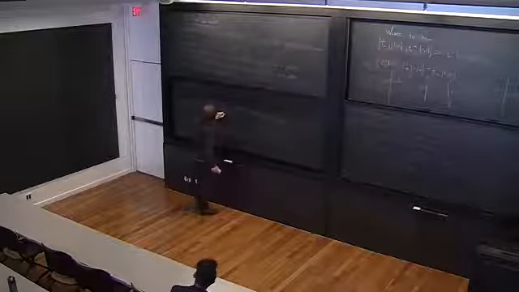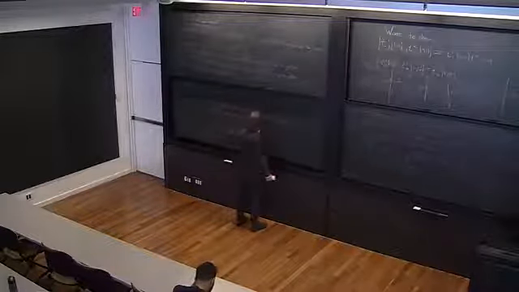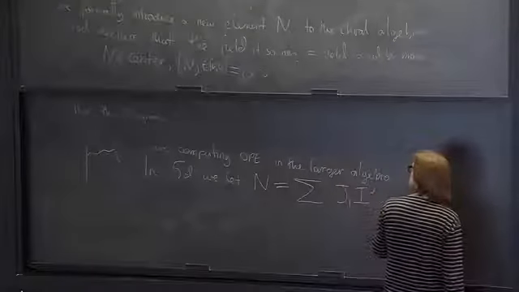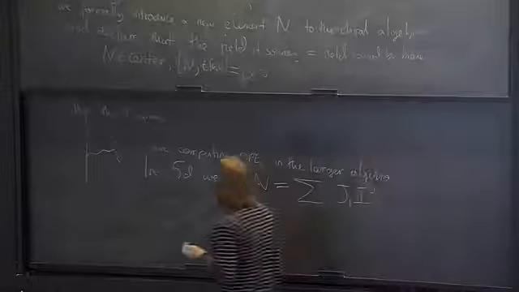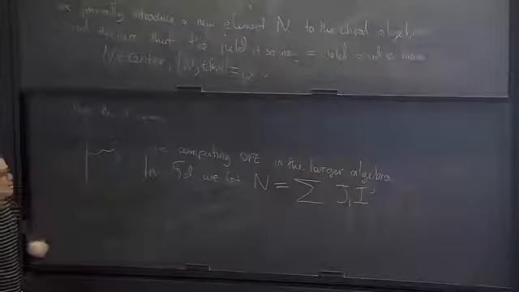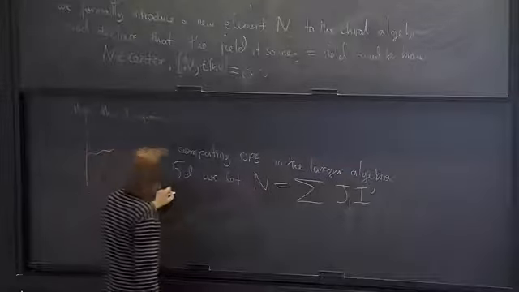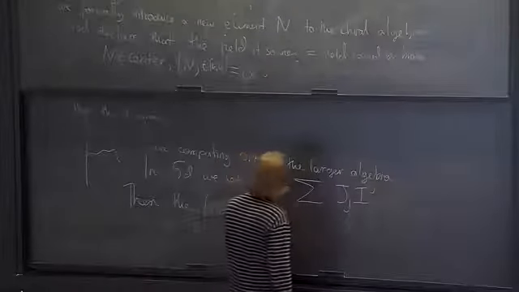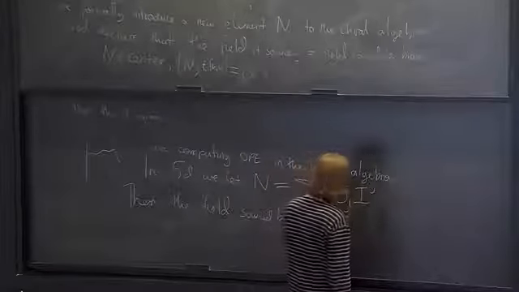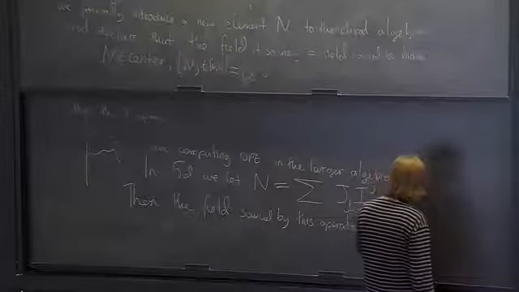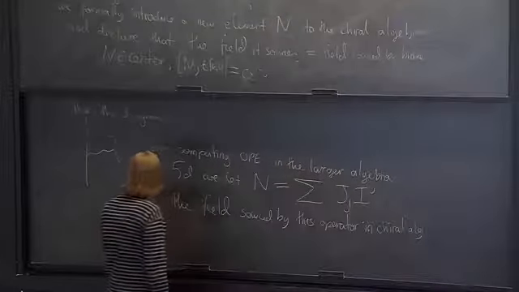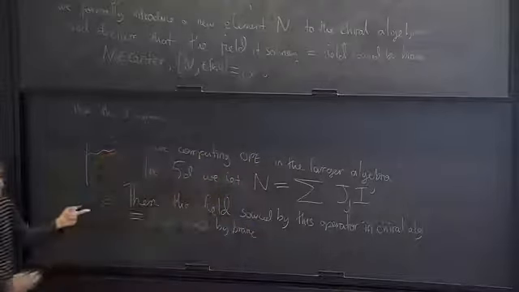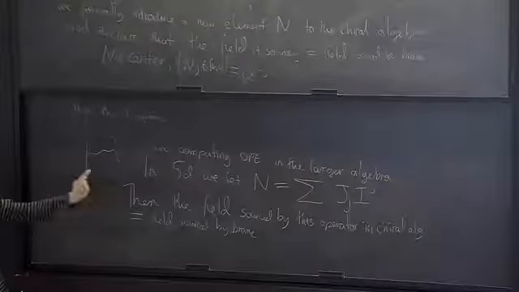So, in 5D, we let N be the element sum of J_ij, so J_ij, the current for the GL1 action. So there's the identity matrix in GLN. And the field sourced by N, by this operator, is equal to the field sourced by the brane. So what this tells us is that if we study the universal chiral algebra, it has a special element which is in the center.